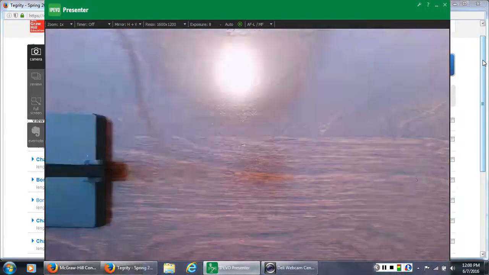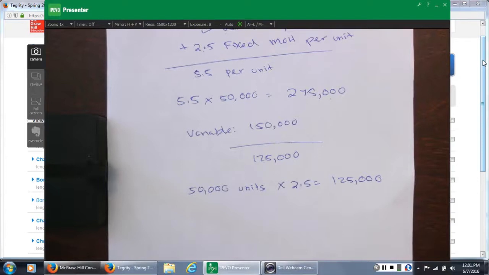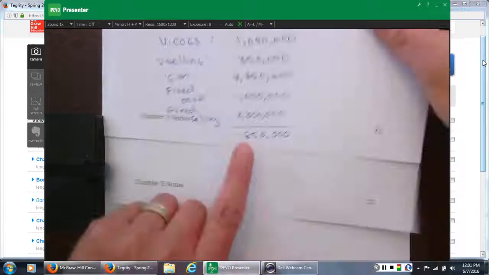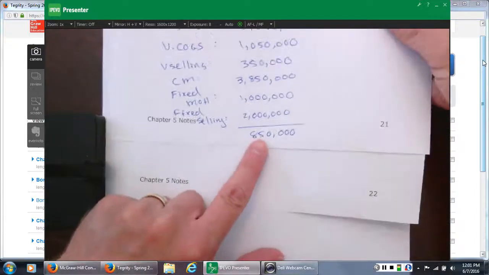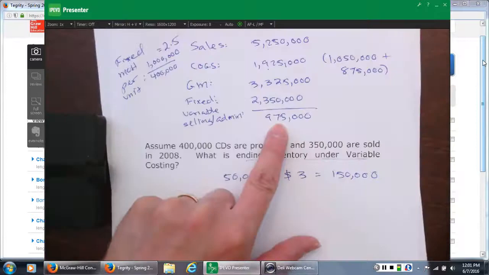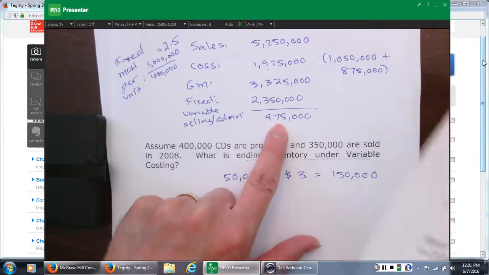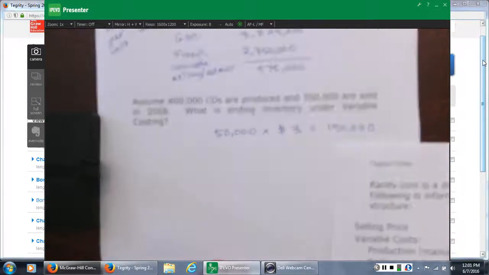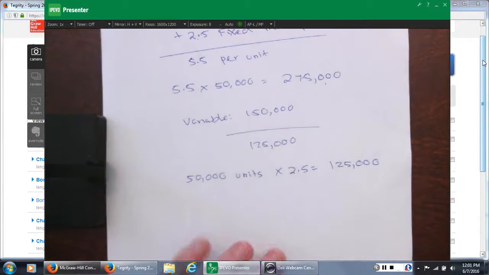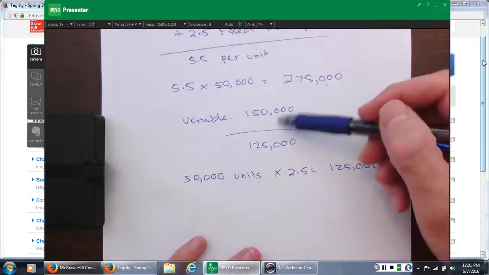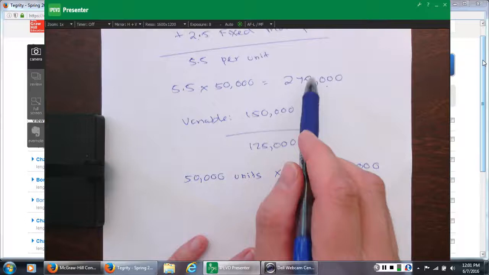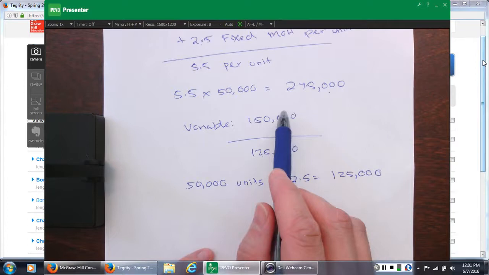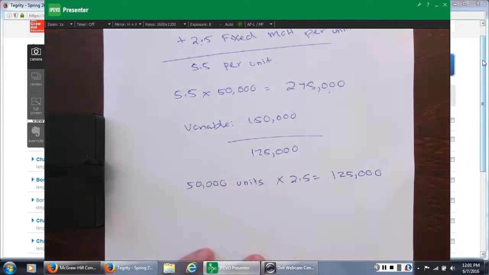Look back over here, you can see our 850, this is our net income under variable costing, 975 our net income under full costing. The difference between the two net incomes is the 125, which is also equal to the difference between the ending inventory. And the reason that we have that difference between the two ending inventories is because fixed overhead is attached to units in ending inventory under full costing, but fixed overhead is treated as a period cost under variable costing. Okay, hope that was helpful.